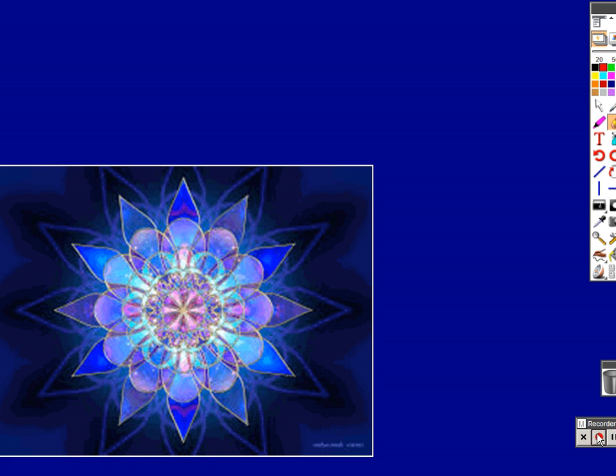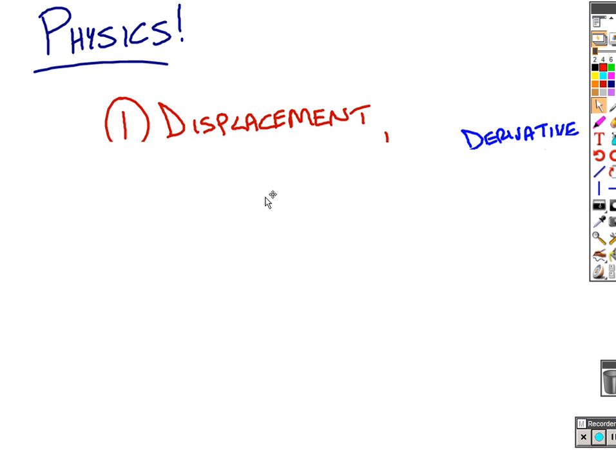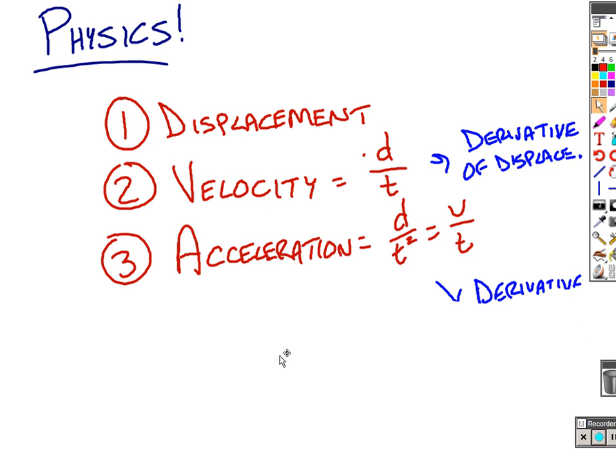Alright, today we are looking at some physics dealing with calculus. What we want to look at here is mainly what we can do with the derivative function. First of all, we're given displacement, velocity, or acceleration. Those are the things that we're going to be dealing with.